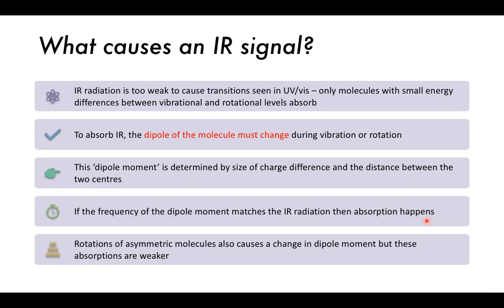Typically, what you have in an FTIR spectrometer is a photo detector array rather than a single wavelength monochromator, because usually you capture the whole spectrum in one go and then average it over multiple scans. So rotations of asymmetric molecules also cause a change in the dipole moment, but these absorptions are weaker. So if a molecule is not totally symmetric.